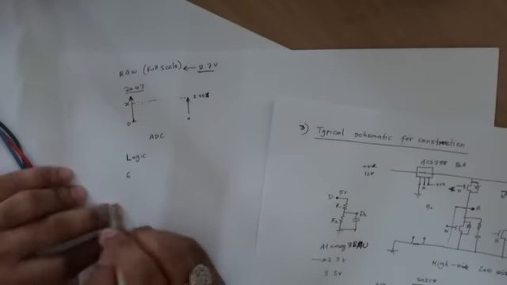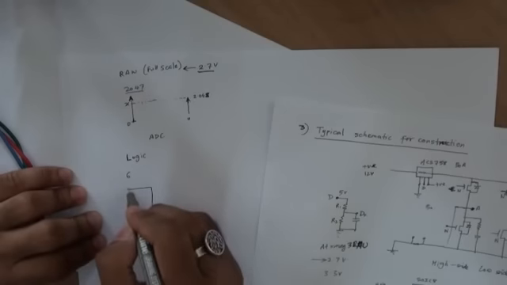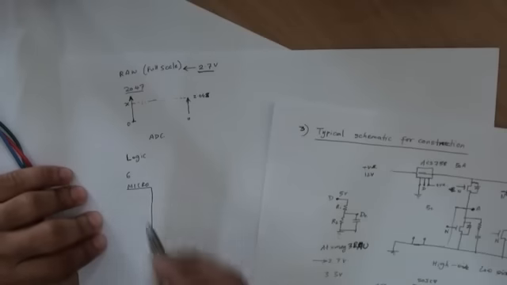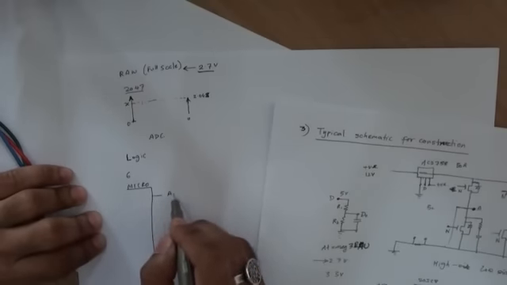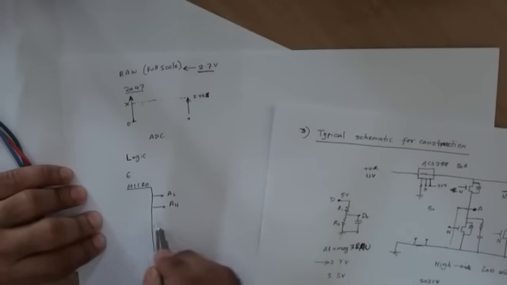We'll call these as follows. So let's say if this is your micro, we will have A low, A high, B low, B high, C low, and C high.